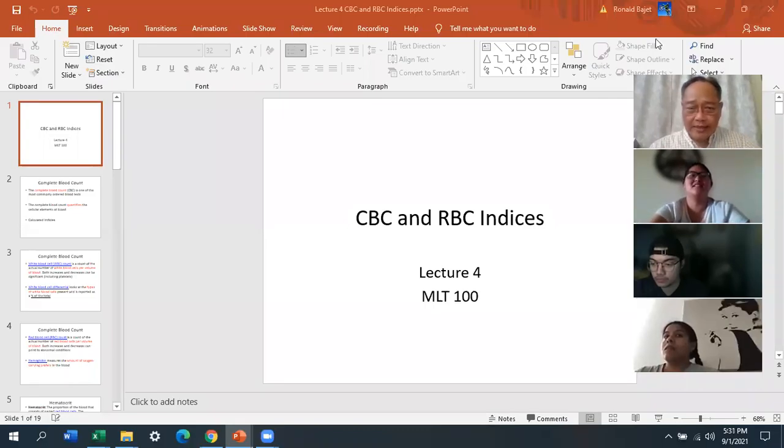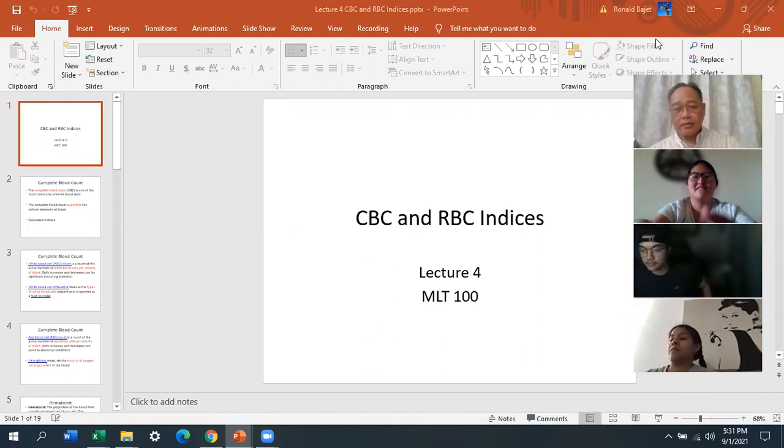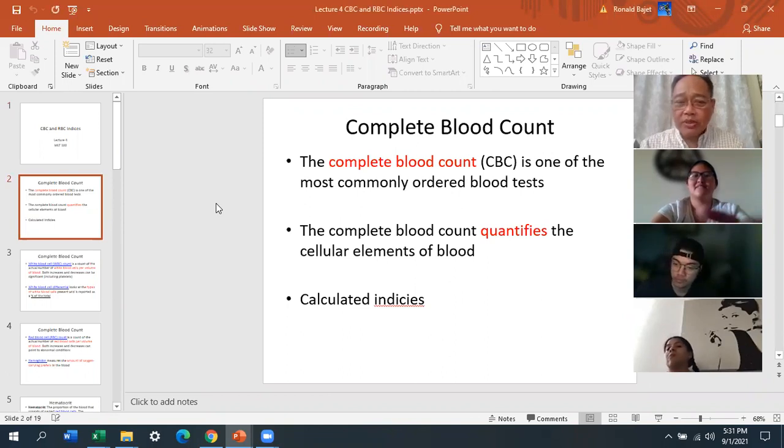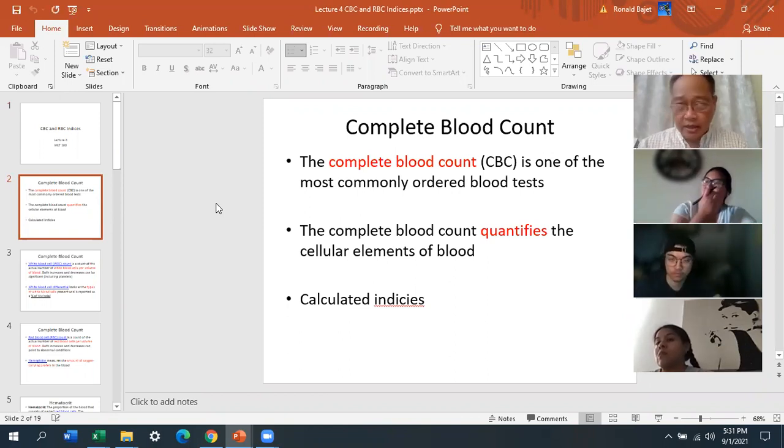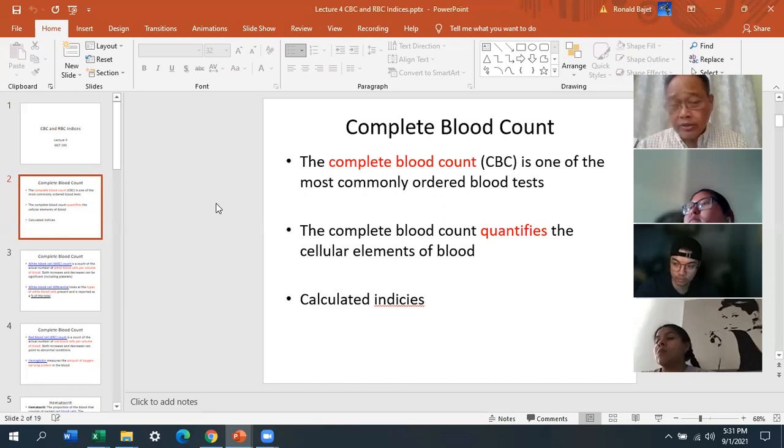Okay, lecture 4, the CBC and the RBC indices. The CBC is one of the most commonly ordered tests. One of the reasons why is that when you run a CBC, even just the automated portion, the complete CBC can include the manual differential, or you can have an automated differential, which the machine can do, or if you get flags, then you're prompted to do a manual differential.